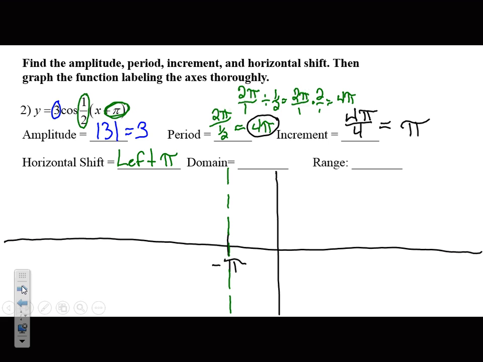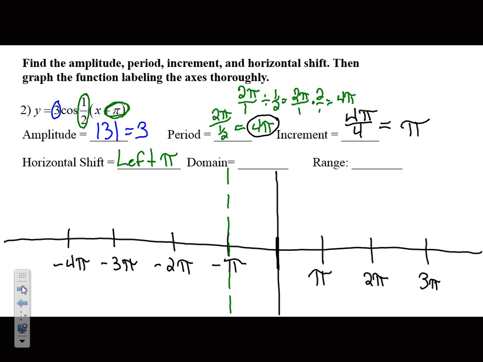I need to go 4 to the right, 4 to the left. So if I'm going to the right, 0, 0, that's 1 point. 2, 3, 4. This is going to be pi, 2 pi, and 3 pi. Now when I go to the left, I'm going to have negative 2 pi, negative 3 pi, negative 4 pi, and negative 5 pi. Have 4 to the left, 4 to the right.